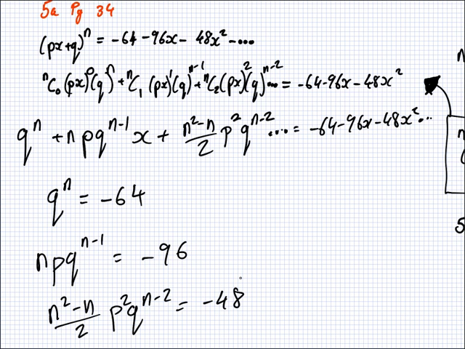Now, how the heck do we solve this? So let's have a look. What I'm going to do is take this and change it into n p q^n over q equals -96. Because q^n over q, that's the same as q^(n-1). And we'll talk about that more in a later chapter. Okay.